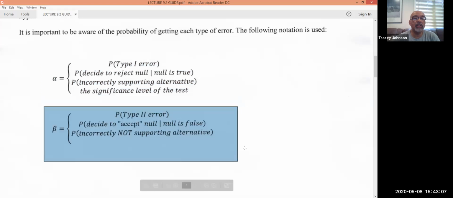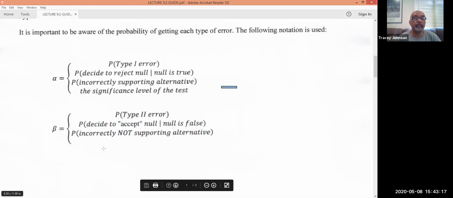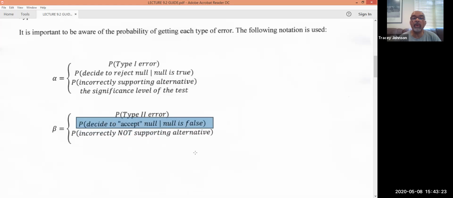Other possibilities here: beta. Beta is the probability of committing a type 2 error. In other words, you're deciding to accept the null when indeed the null is false. So it is the probability of incorrectly not supporting the alternative.